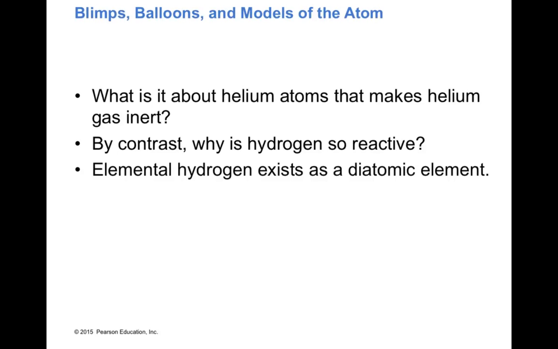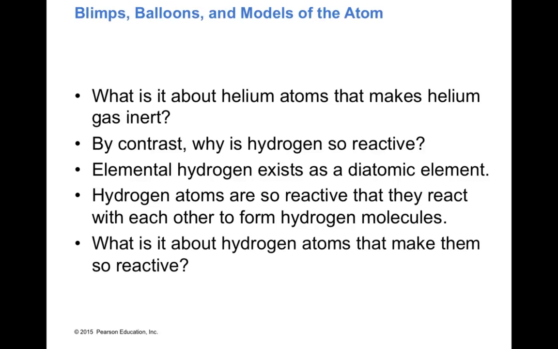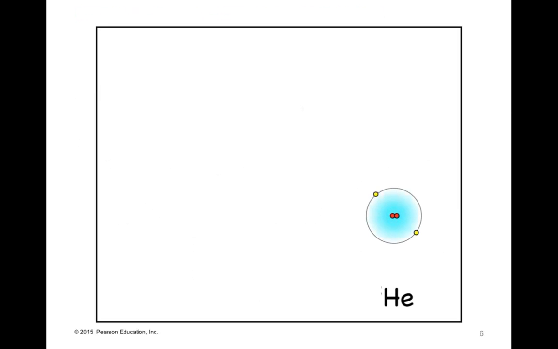Elemental hydrogen exists as a diatomic element. Hydrogen atoms are so reactive that they react with each other to form hydrogen molecules. What is it about hydrogen atoms that makes them so reactive? So here we have a helium atom. We have the nucleus with the two protons, and there's an orbit with two electrons around that nucleus. For hydrogen, we just have one proton in the nucleus and one electron in that orbital.